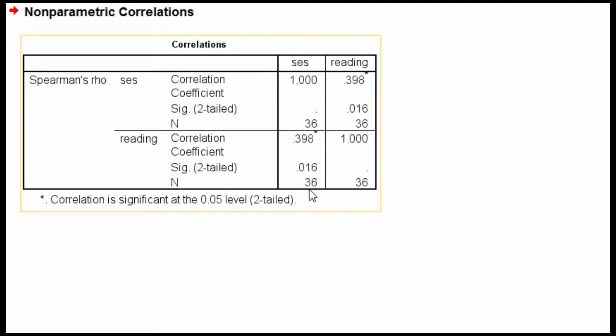The sample size was 36, and all this information on this side here is redundant with this, so it's really a square matrix here. But there's only one cell that gives unique information that's interesting. So that's how you perform a Spearman correlation quickly in SPSS.